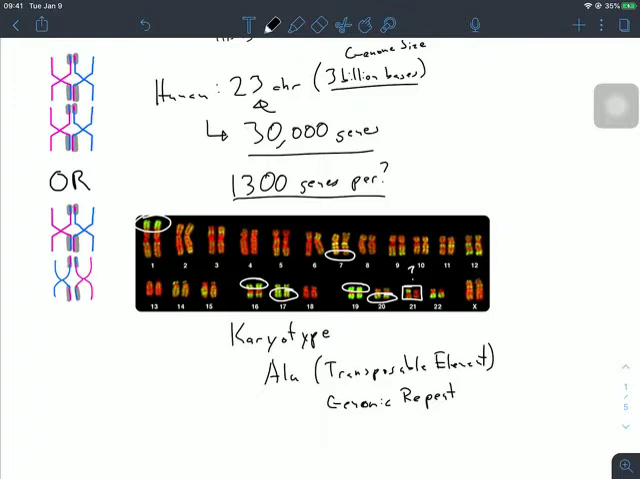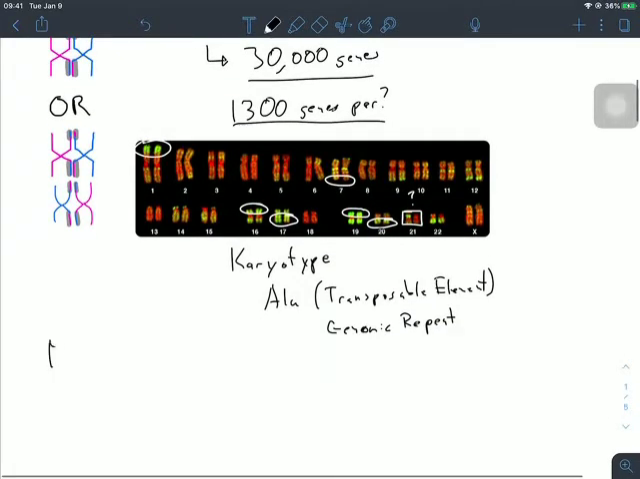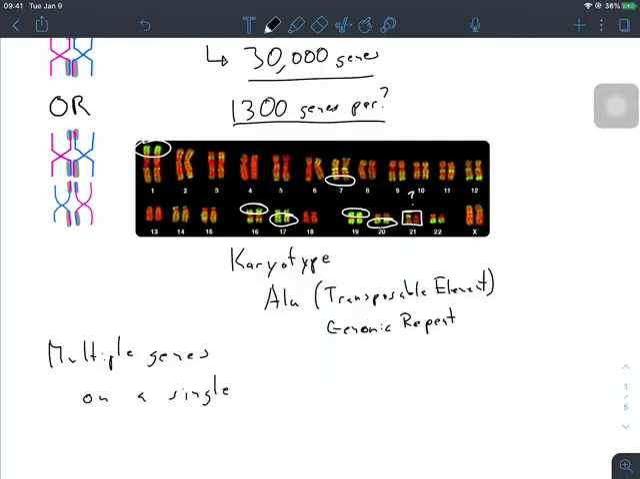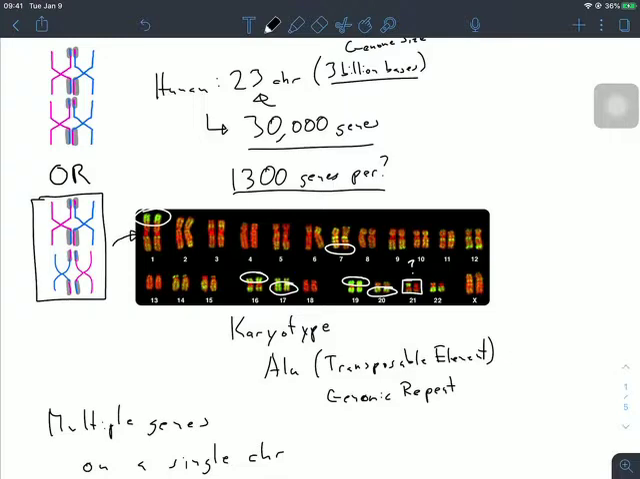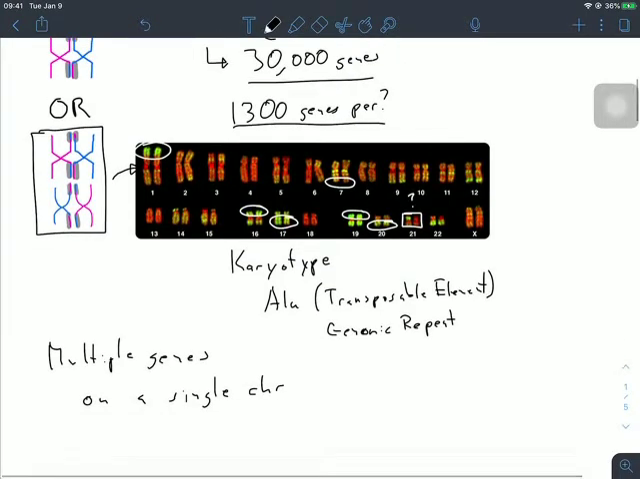But we know that we have these genes distributed across our 23 chromosomes. And because we have way more genes than we have chromosomes, we know that multiple genes have to exist on a single chromosome. Meaning that there are thousands and thousands and thousands of genes on some of our bigger chromosomes, like chromosome 1 here. So how does that work in a Punnett square?